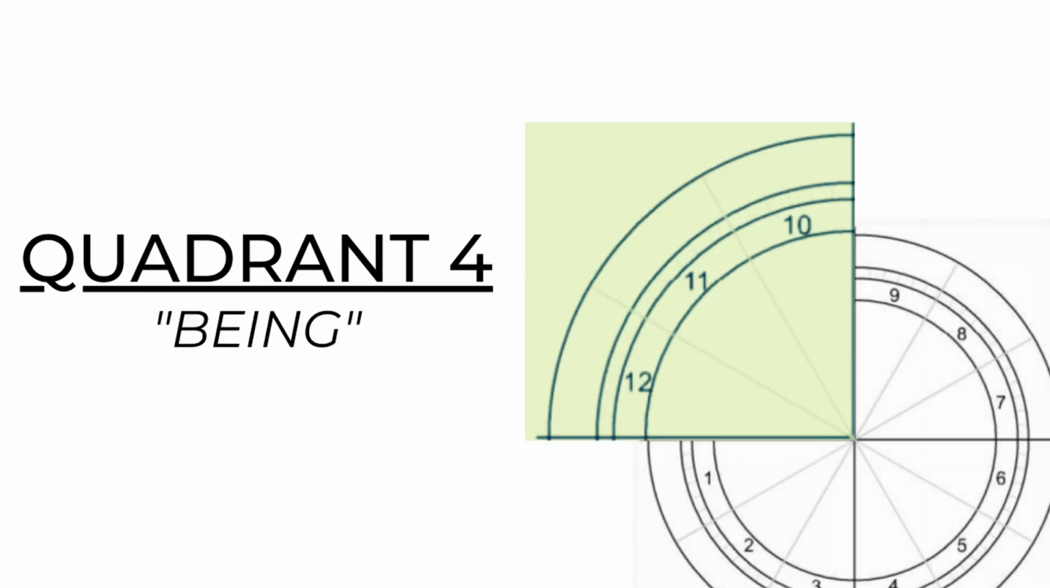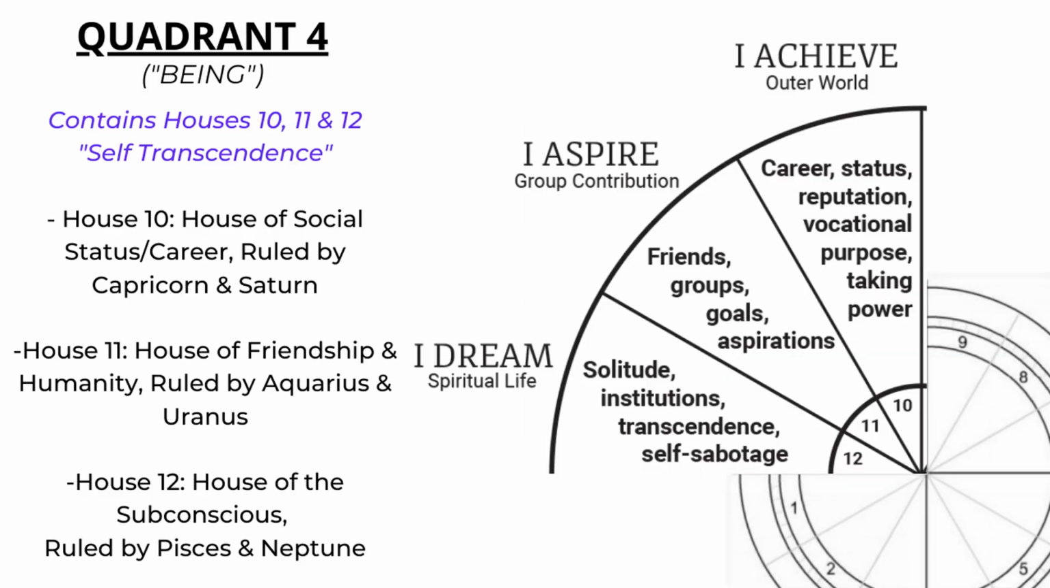4th, we have quadrant 4, the being quadrant. This quadrant has houses 10 through 12, which are considered the self-transcendence houses. House 10 is the house of social status and career, ruled by Capricorn and Saturn. House 11 is the house of friendship and humanity, ruled by Aquarius and Uranus. House 12 is the house of the subconscious, ruled by Pisces and Neptune.